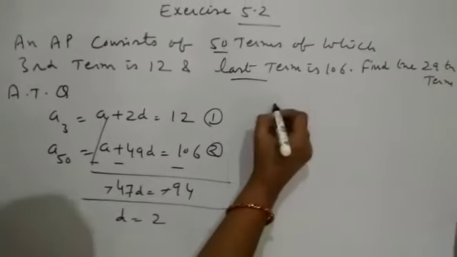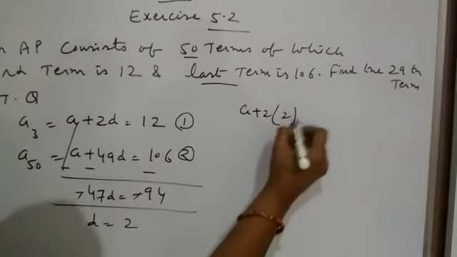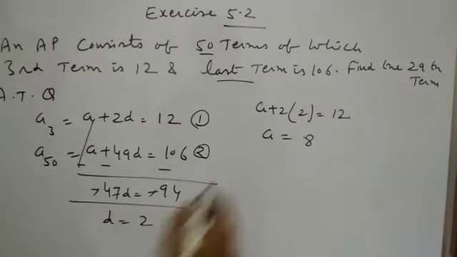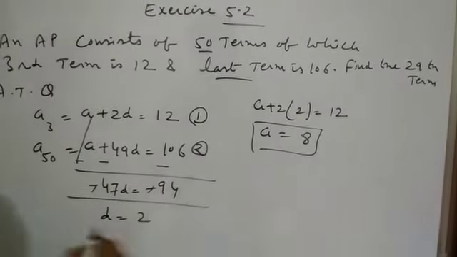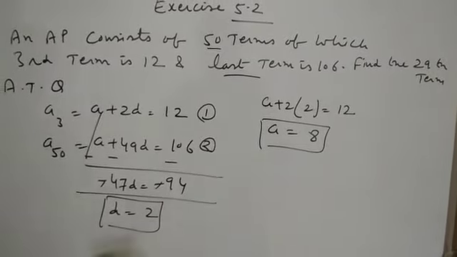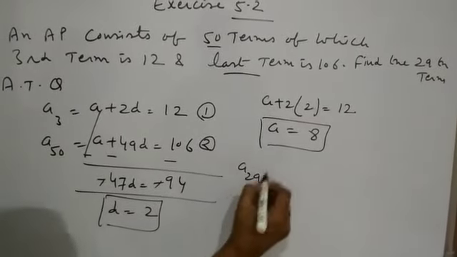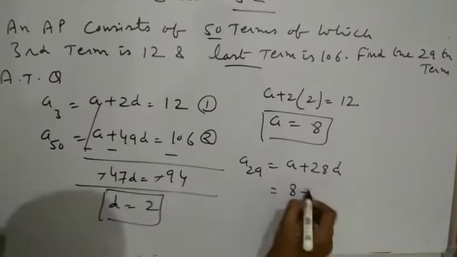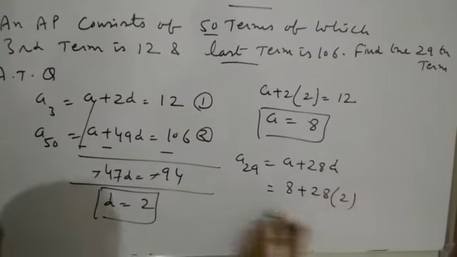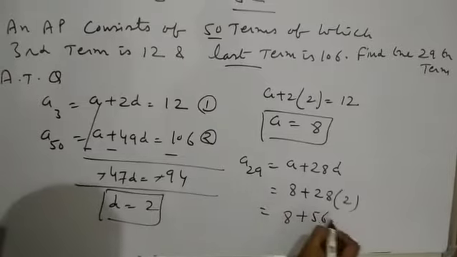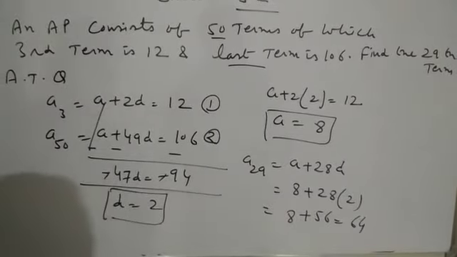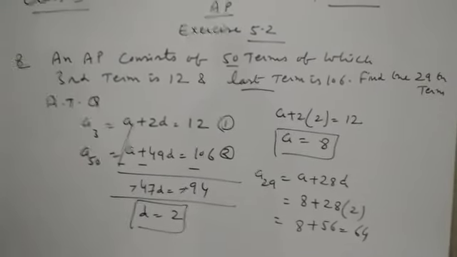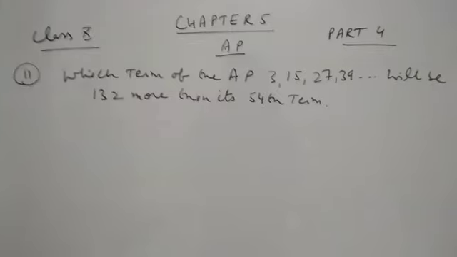When I put d as 2 in the first equation, I will get a as 8. Now a is 8 and d is 2. Now I want the 29th term. This is a plus 28d, 8 plus 28 into 2, 8 plus 56, 64. In this way we can find any unknown term if two terms are given.